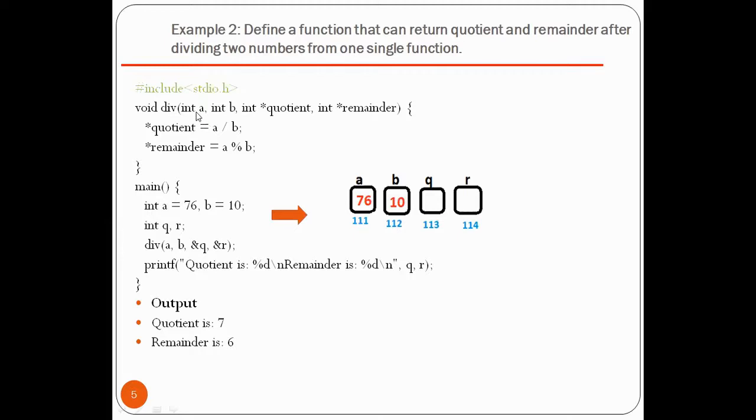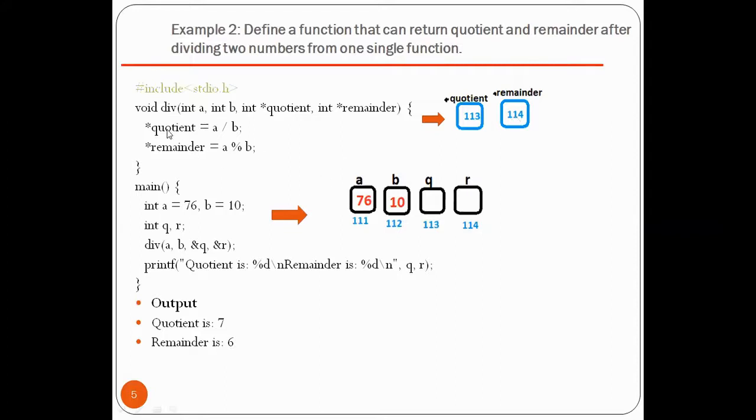And here integer A will receive the value 76, integer B will receive the value 10, and integer pointer quotient will receive, as it is the address of Q, 113. And integer pointer remainder will receive the address of R, which is 114. So quotient will have 113 and remainder will have the address of R.